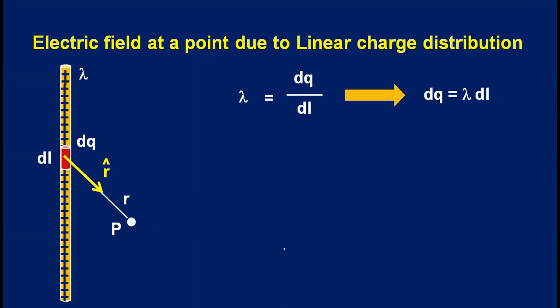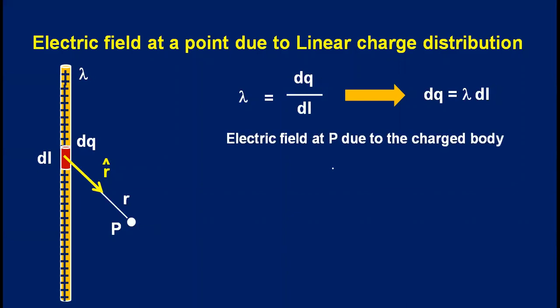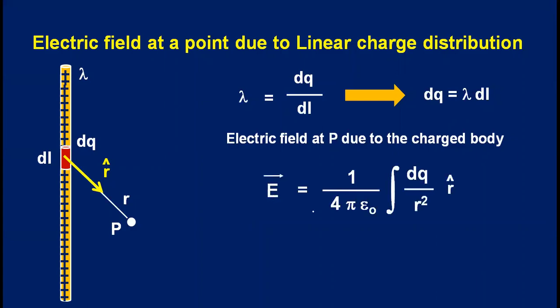Okay. We know the electric field at the point P due to the charged body. In the earlier slide, 2 slides earlier, we arrived at a generalized formula for electric field due to continuous charge distribution, isn't it? So I'm going to use that formula. So we know that E vector is equal to 1 by 4 pi epsilon naught into integral dq divided by r square into r cap.